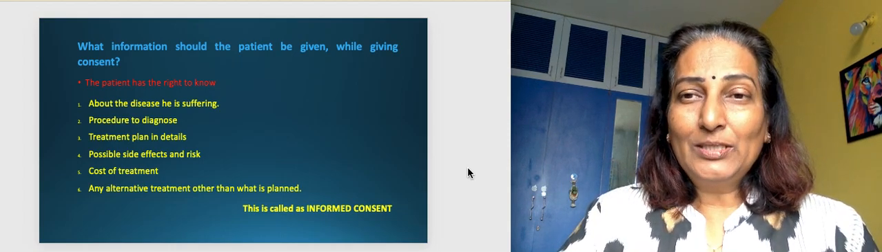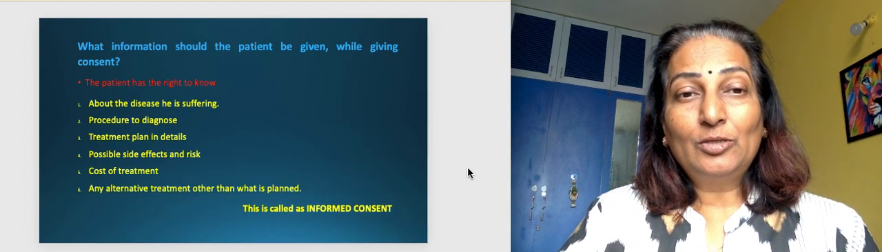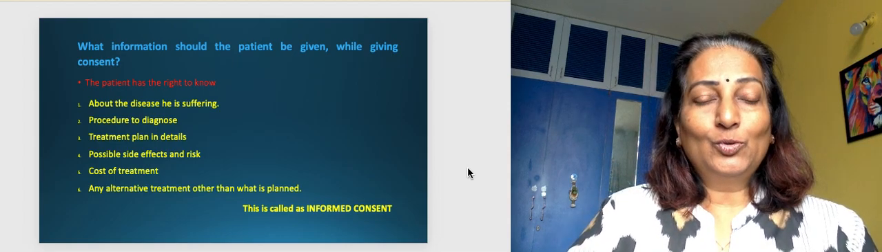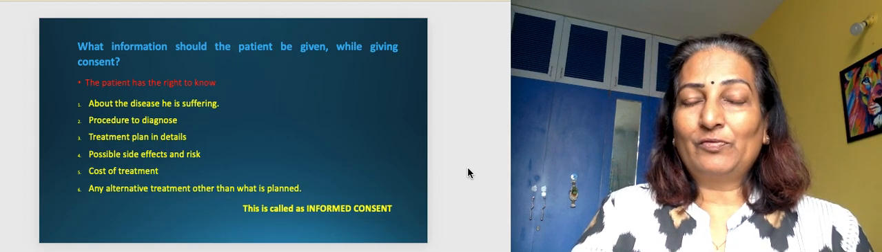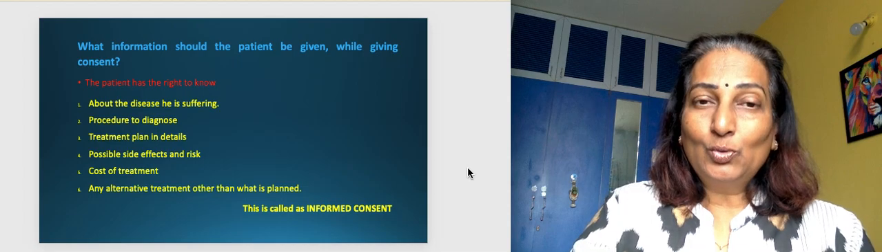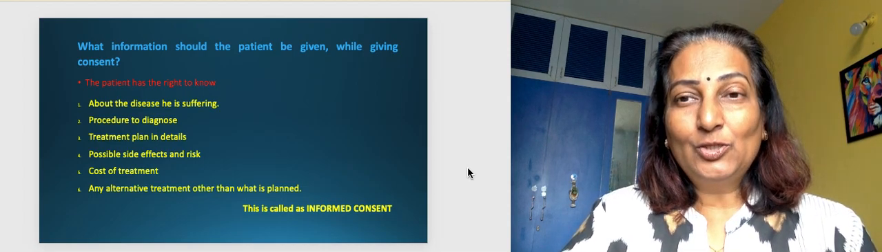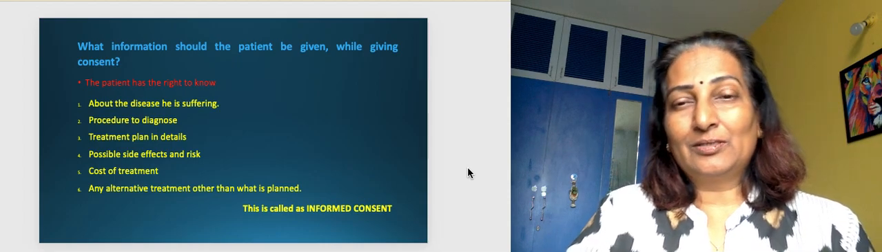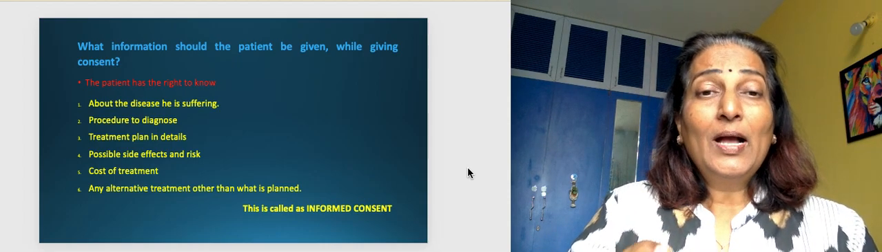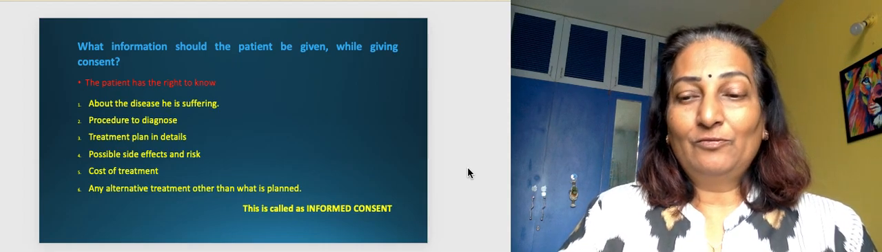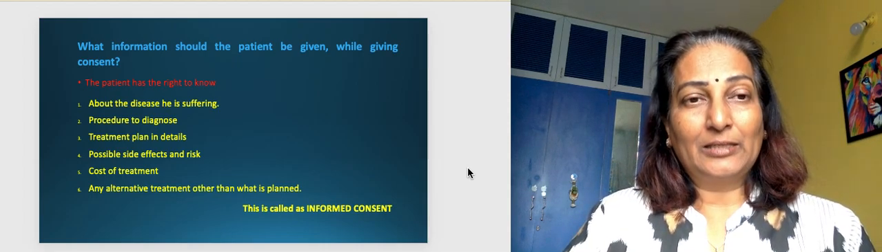Then you must also give them any alternative treatment or what is planned. For example, in a fracture, earlier we used to have external fixation and internal fixation, so the choice has to be given to the patient. Even in vaccinations, we need to tell them this vaccine is costly, this is less costly. All these things have to be explained to the patient, and only then should the informed consent signature be taken.